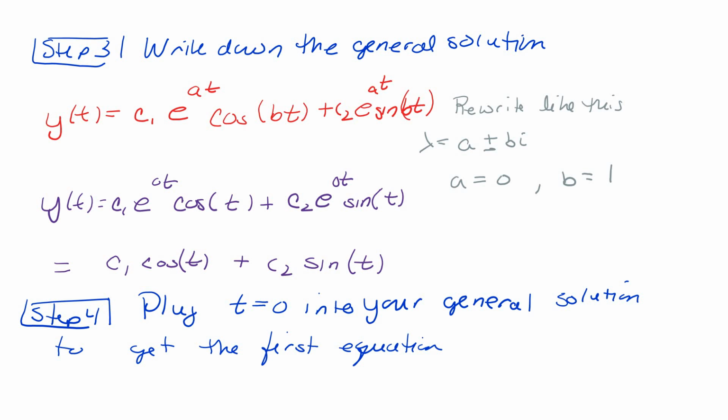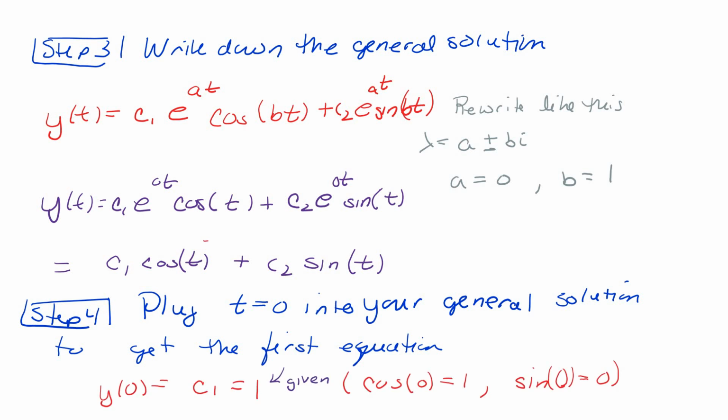Plug t equals 0 into your general solution to get the first equation to get rid of your C1, C2s. That was given to us. And just in case you forgot your trig, you should never forget your trig. That's something that you should remember. So I always recommend getting a tattoo of the unit circle. You're allowed to wear tattoos in the Army, right? So you can get a tattoo of the unit circle, and you will be the life of the party. Tell me about that tattoo. And you'll never forget the unit circle. It'll always be there.